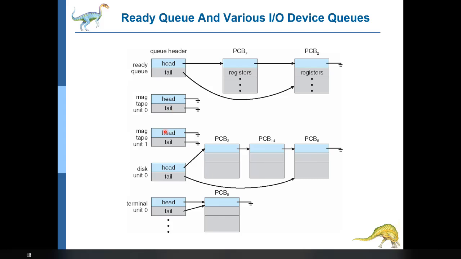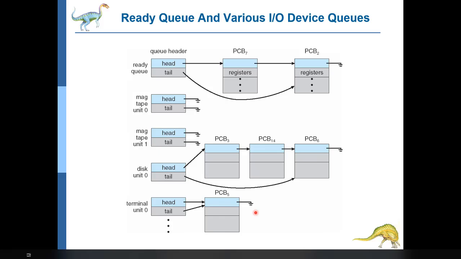Here we see that these two queues are empty, there is nothing, no process is waiting for the magnetic tape, and the head of the queue for the disk unit is pointing to some PCB, which is pointing to more PCBs. So there are overall three processes which are waiting for the disk queues. Finally, the terminal means your screen. Okay, so it is actually having one process in its queue, which is waiting for this terminal to be used.